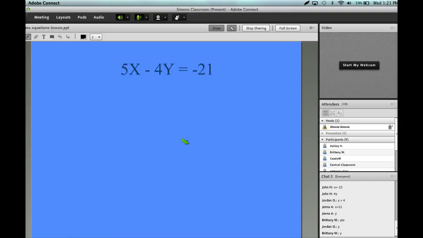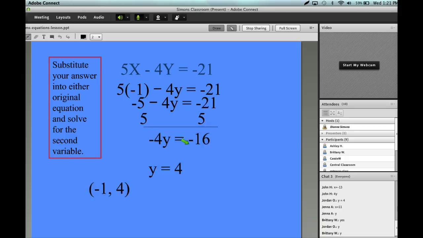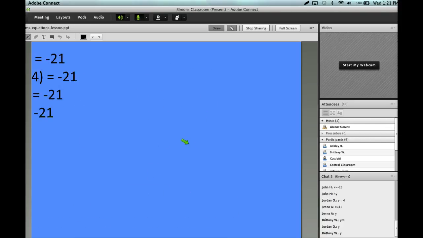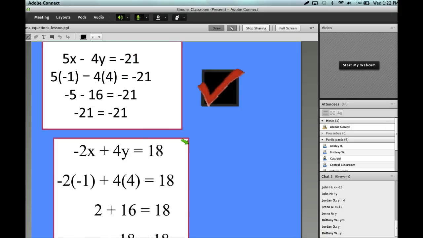Then you look back at the equations and you decide which one is the easiest. It doesn't matter which one you put it in, but again, make it easy on yourself. If you put it in both of them, you'll still get the same answer. You better get the same answer or else you've done something wrong. Okay, so either one is going to work. That's my answer. All right. Check. Good, good and good.